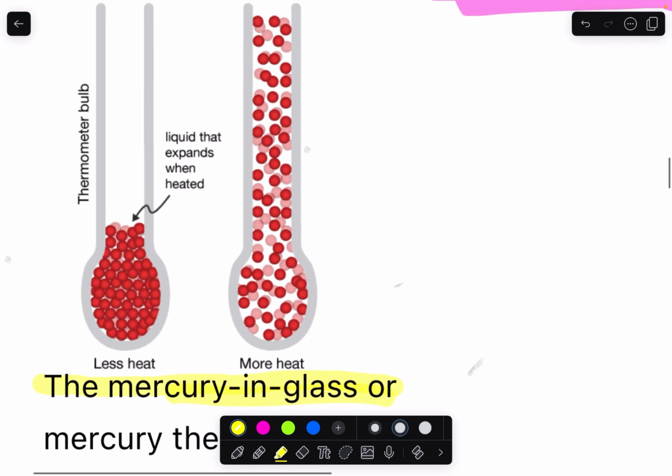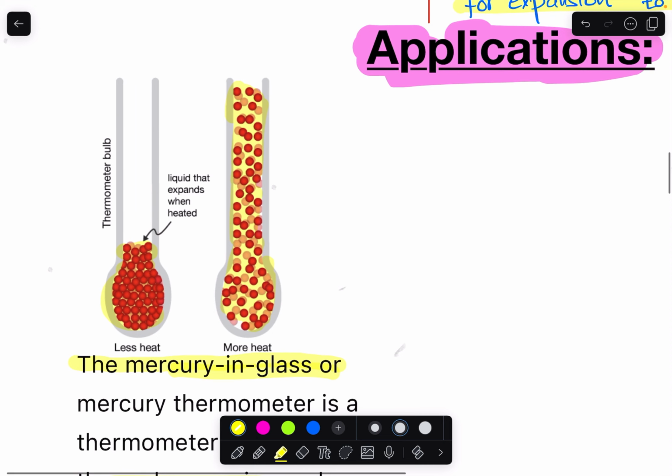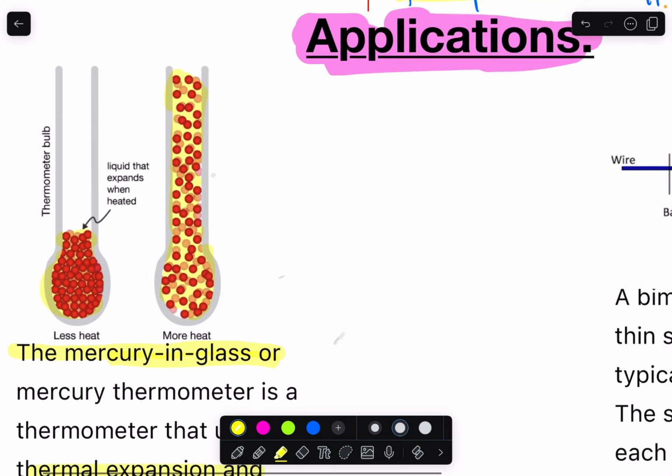Let's suppose if there is a low temperature, the mercury will be up to that level. When there is a high temperature, these molecules will expand, they will knock into each other and expand, and the level of the mercury will rise, and we can easily measure the change in temperature. So we relate the expansion of the liquid with the temperature, right? This is the first application of expansion.